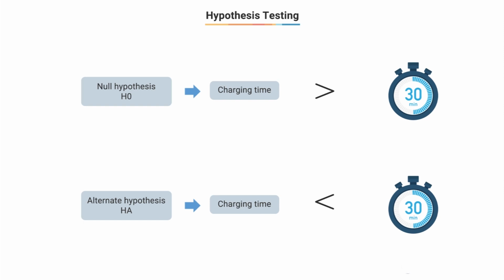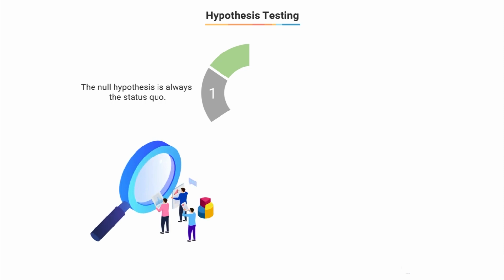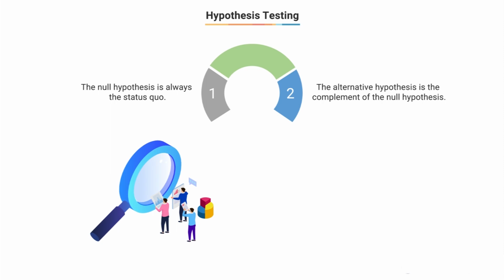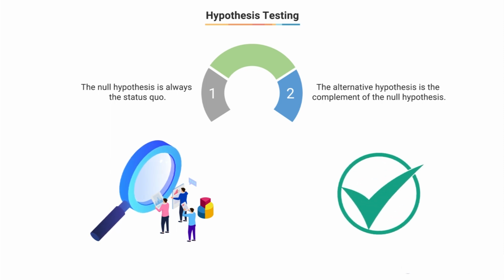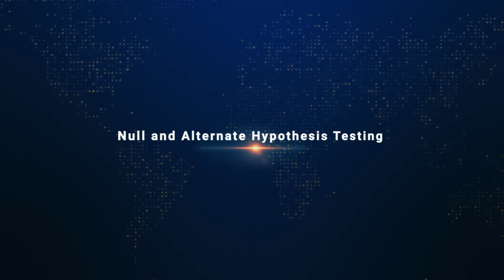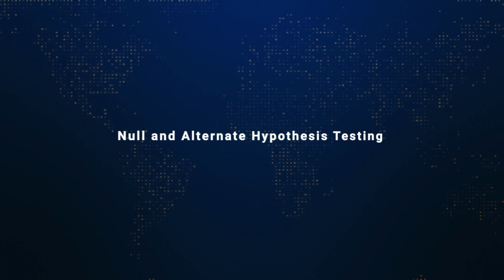So let us recap the key takeaways from this video. The null hypothesis is always the status quo, which means that it is the popular belief or the claim that you as the researcher want to challenge or prove wrong. And thus, since you are challenging the null hypothesis, the alternative hypothesis becomes the complement of the null hypothesis. And since you want to challenge the null hypothesis, you are essentially trying to prove the statement in the alternative hypothesis.